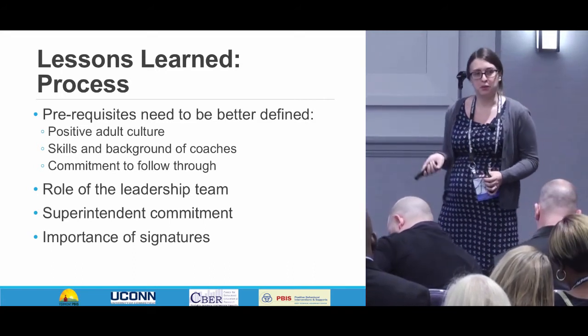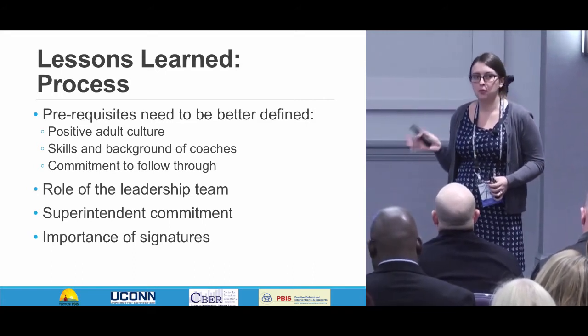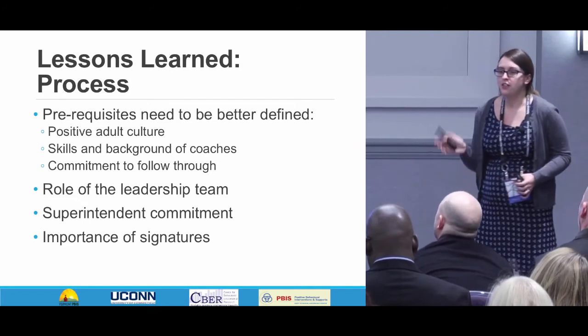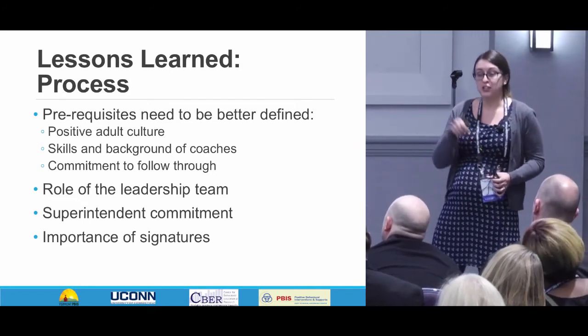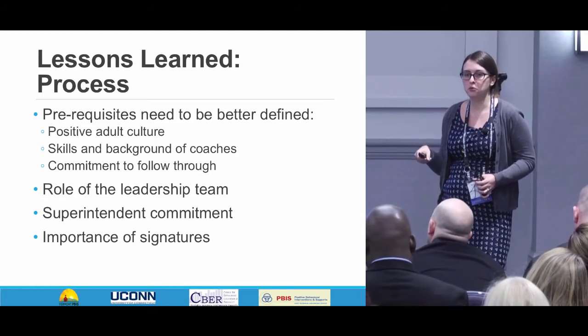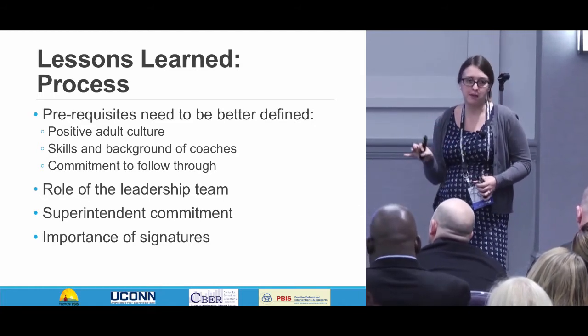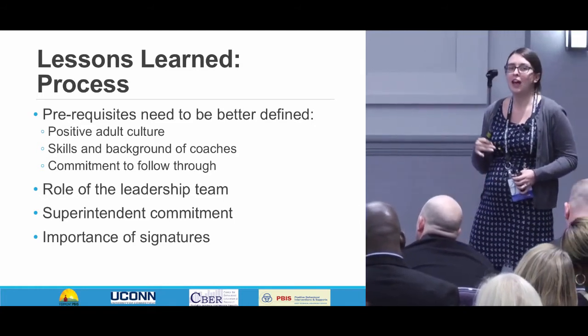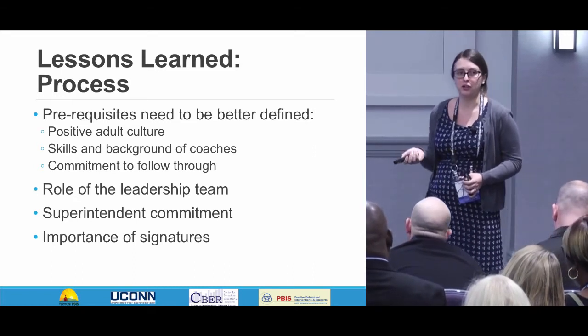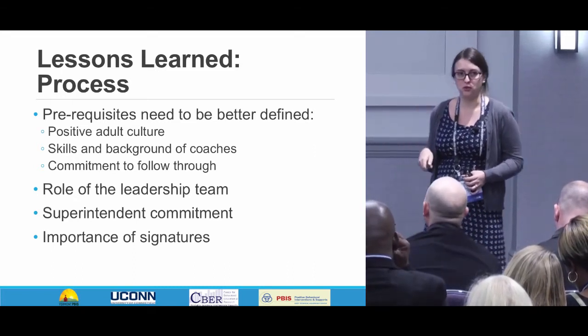We also didn't get superintendent commitment, which is something we're thinking about for this year, and the importance of actually getting physical signatures. On one of the forms, we just said, you're the principal and you just have to type that you're agreeing to these things. And there was no way to guarantee that the principal actually saw that form, or the individual coach saw that form.